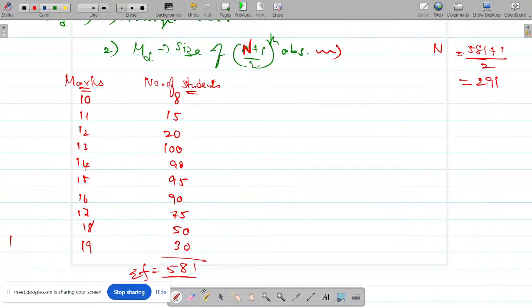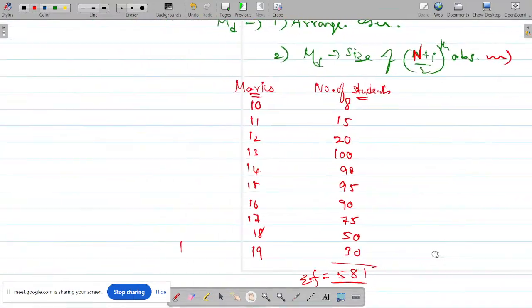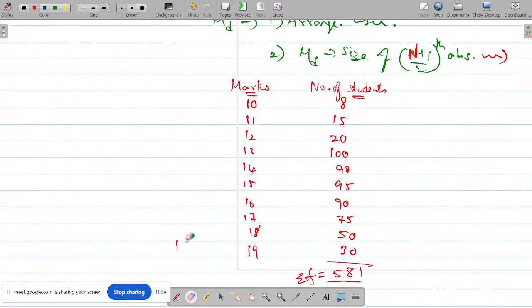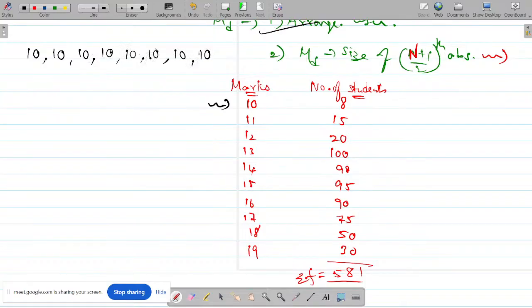Actually, if I represent this data this way, it may look somewhat lengthier. What's my first step? I have to arrange it in ascending order, right? What happens to this 10? How many times does it occur? 8 times. So when I go for arranging, it looks like 10, 10, 10, 10, 10, 10. How many tens? Two more. Then we'll go for 11. How many times does it occur? 15 times. 11, 11, 11, I have to go for 15 times. Then I'll go for 12. 12 occurs 20 times.